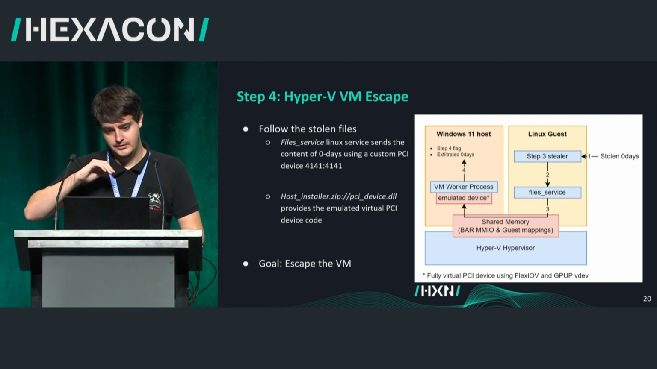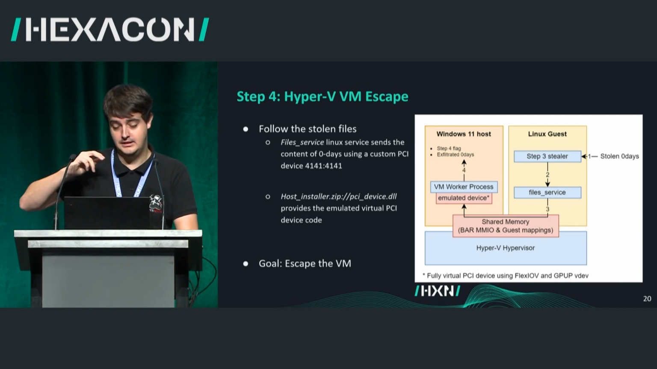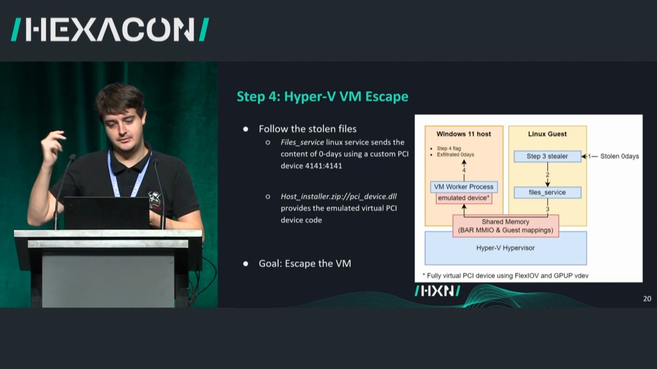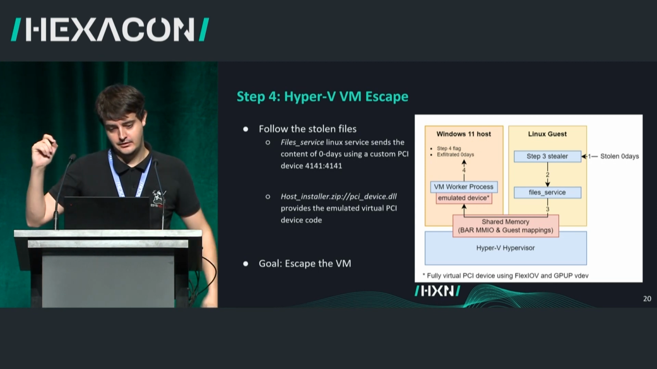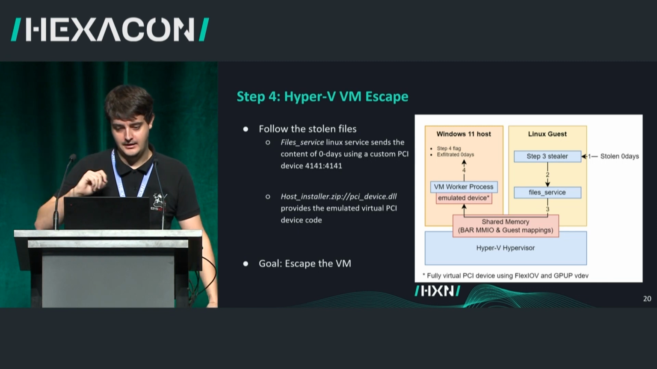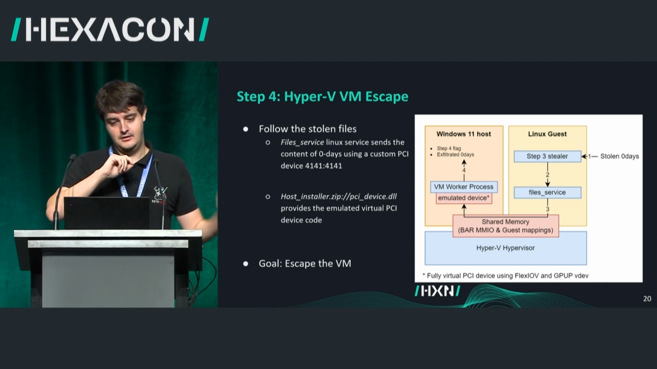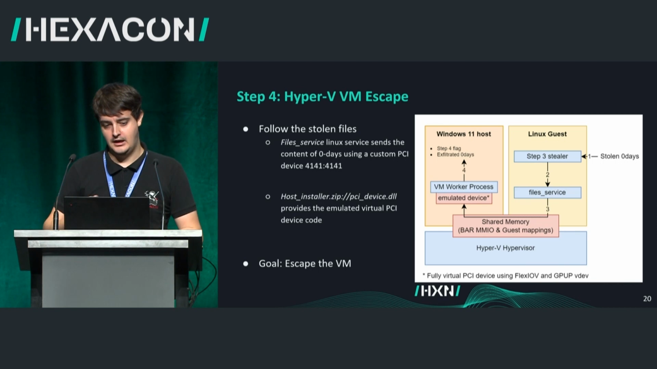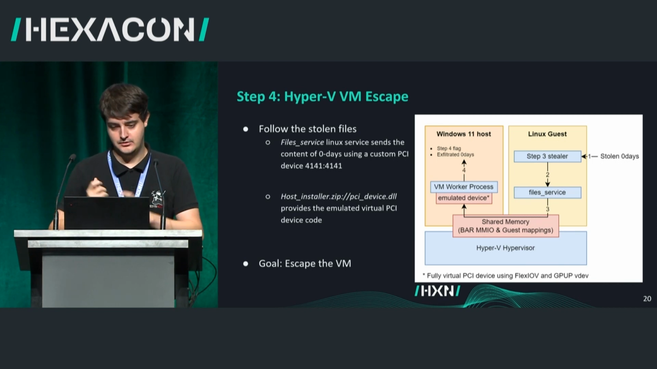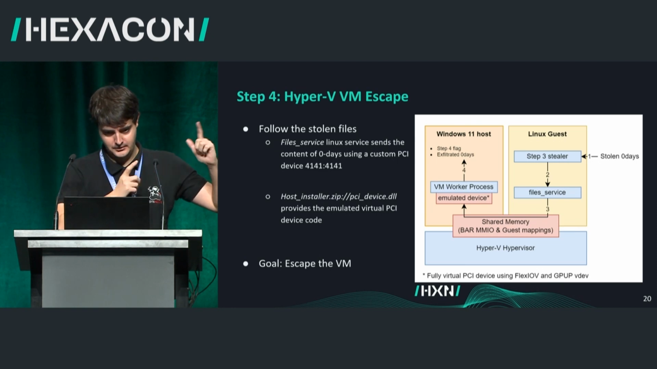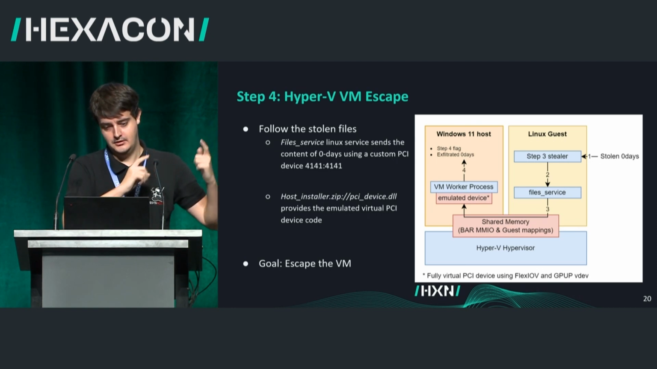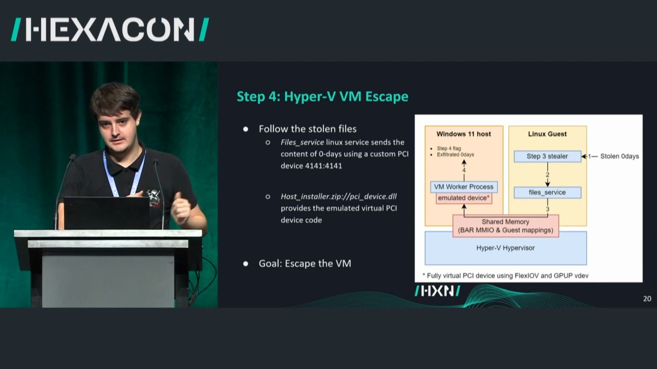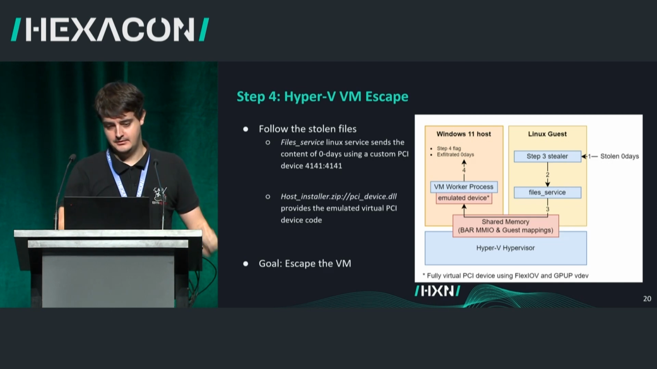Then there is the VM escape step. You arrive on the Linux guest, and you see that the files that were stolen are not present on the file system anymore, because there is a file service that is sending all the files through a PCI device to the Windows host. This is actually a Hyper-V emulated device, which is running in the root partition of the Windows host, and the emulated device is implemented in a user mode process, which is the VM worker process. So this is a Windows exploitation challenge, where you need to reverse the device and exploit it.